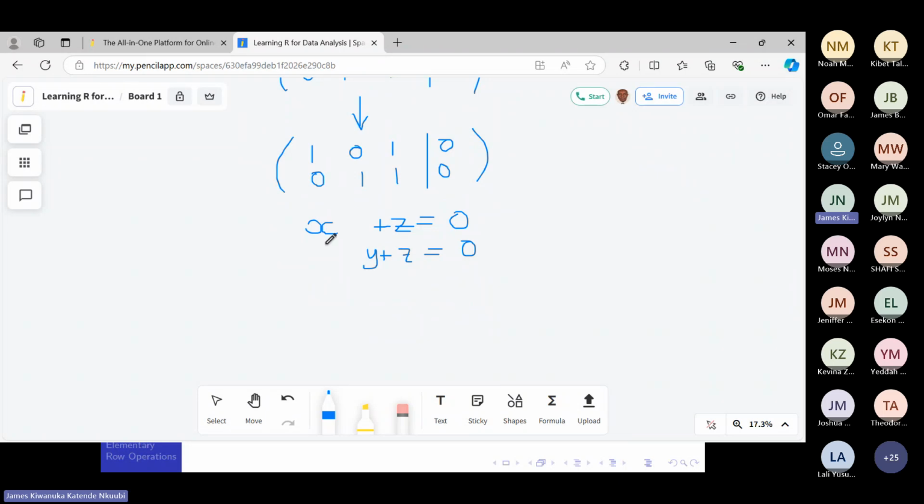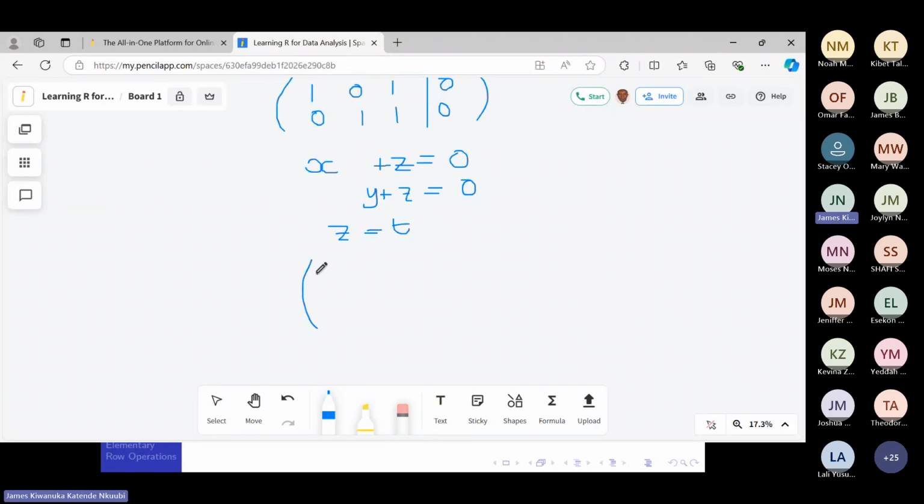So it means I have 2 basic variables, X and Y. I have 1 free variable, Z. I need to write the basic variables in terms of the free variable. I can set Z to be equal to T because Z is a free variable. Then in that case, my solution will be what?